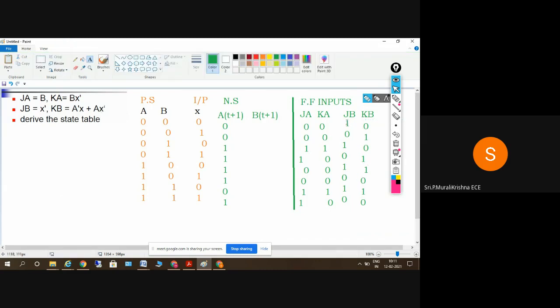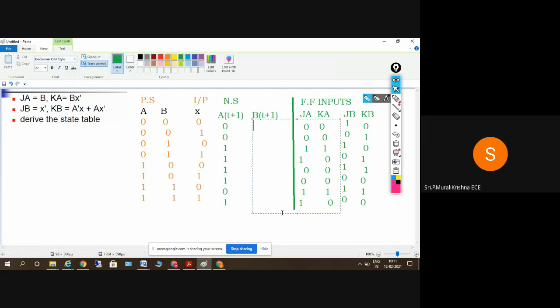So with the help of JB and KB values, we'll find the values of B of t plus 1. What is the value of this one? JB and KB, 1, 0. So what do we get for 1, 0? What is the value of B? 1. Next, 0, 1: 0. Next, 1, 0: 1. And 0, 1: 0.